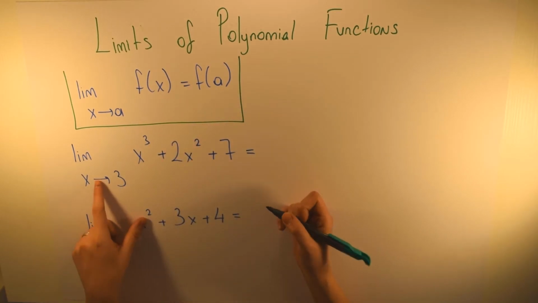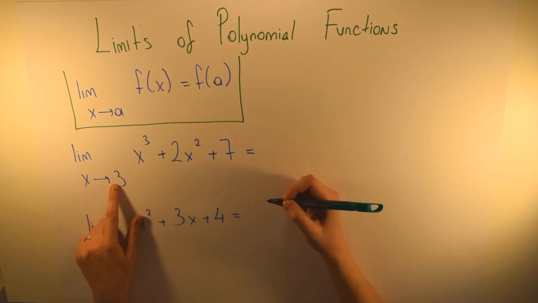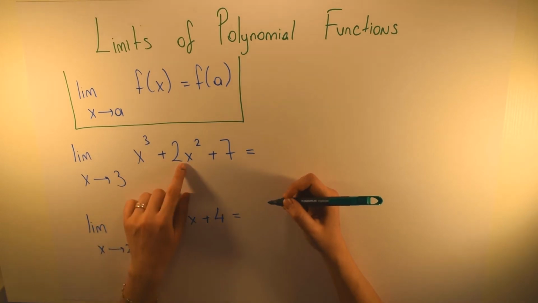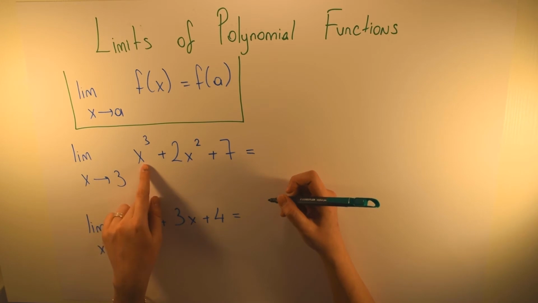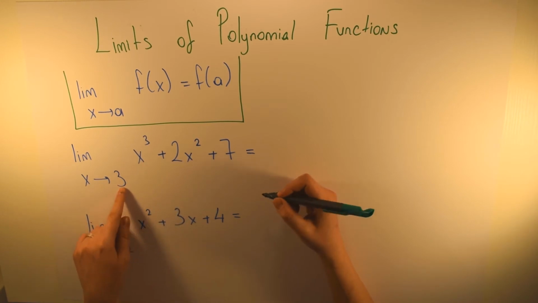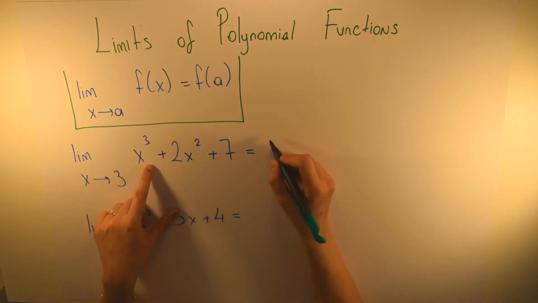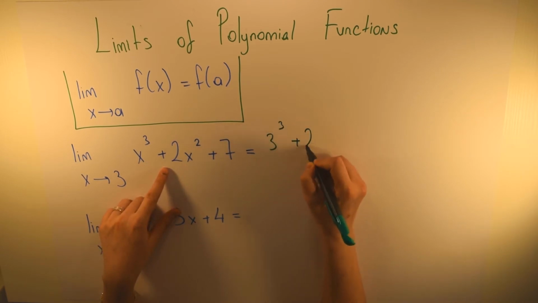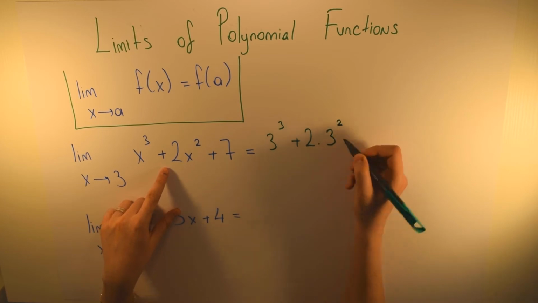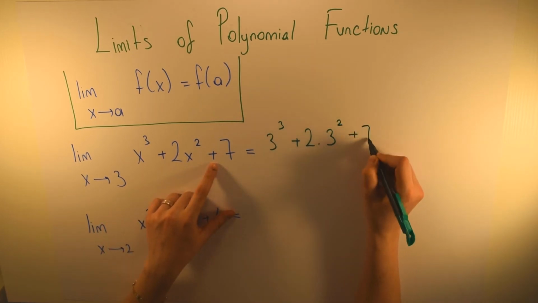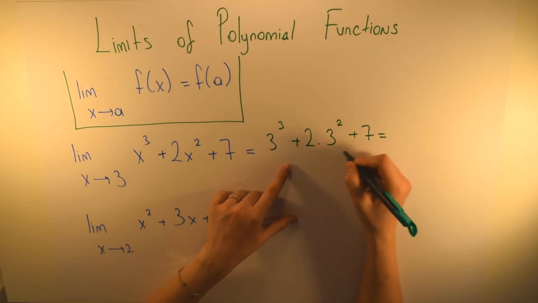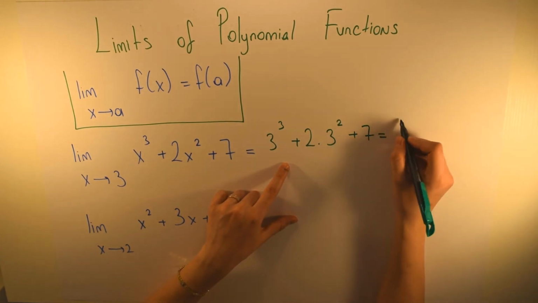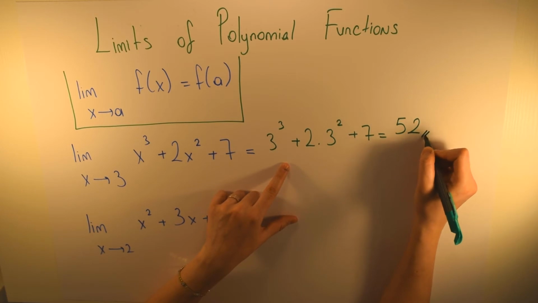For example, here we have limit as x approaches 3, x cubed plus 2x squared plus 7. So all you need to do is, instead of x, you will write 3. So let's do that. It's equal to 3 cubed plus 2 times 3 squared plus 7, and this is equal to 27 plus 18 plus 7, which is equal to 52.